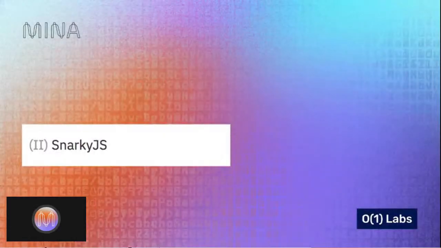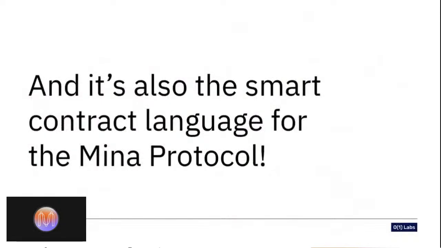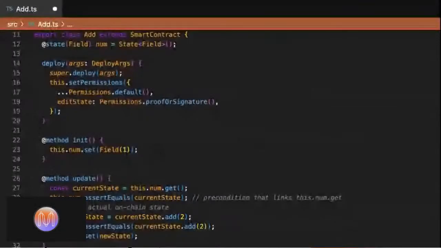Okay, so that's Mina. Now let's talk a bit about SnarkyJS. This is our TypeScript library for defining zero-knowledge proofs, and it's also the smart contract language for the Mina protocol. It looks sort of like this. This means this is a real smart contract. It's all in TypeScript. It's not a transpiler or anything. It literally runs in the browser completely. It's a package that you install and you're good to go.